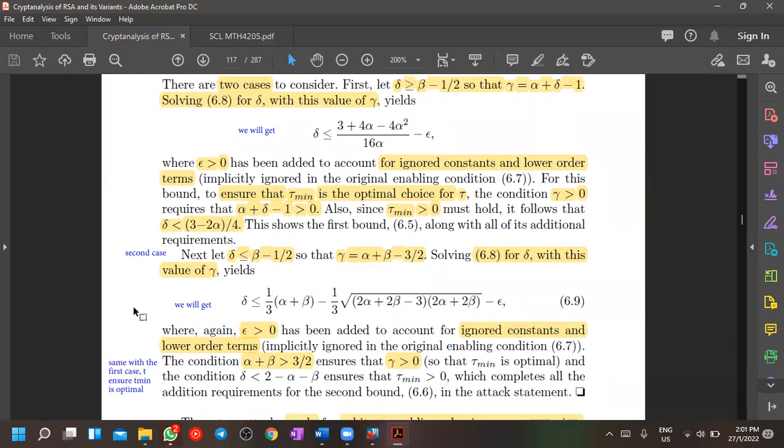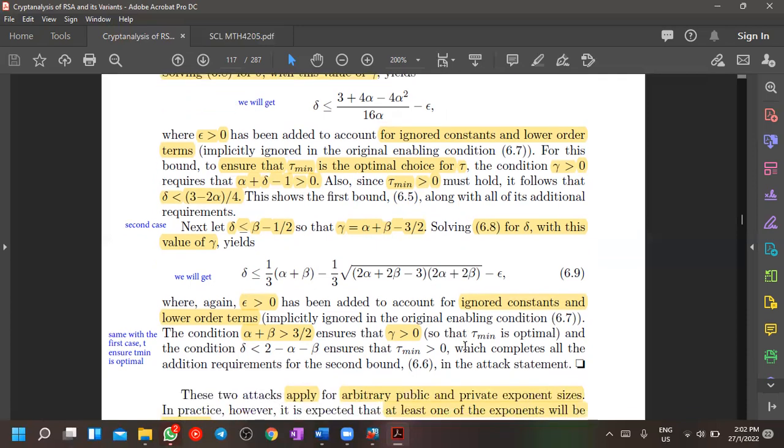And then same with the first case, to ensure tau mean is optimal, we use the condition alpha plus beta is greater than 3 over 2 to ensure that gamma is greater than 0, and the condition that delta is less than 2 minus alpha minus beta, and then we ensure that tau mean is positive, which completes all the additional requirements for the second bound 6.6 in the attack statement.